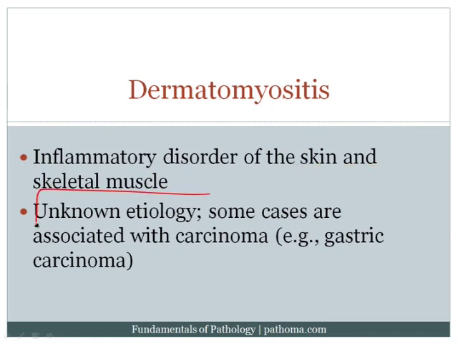The etiology is not known, but what is particularly high yield is that some cases of dermatomyositis are associated with carcinoma, for example, gastric carcinoma. Board examiners like you to know that if a patient presents with dermatomyositis, you need to consider the possibility of an underlying carcinoma, especially in the stomach.